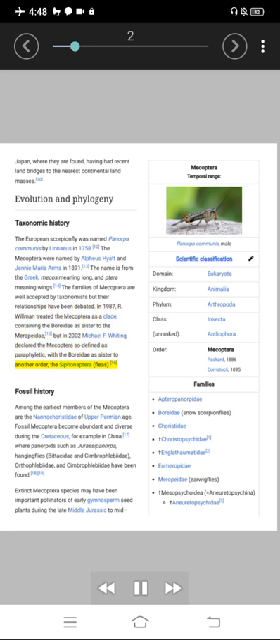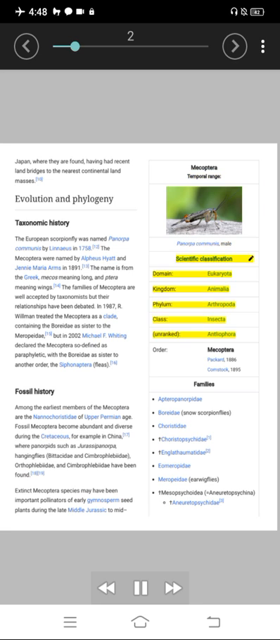Fossil history. Among the earliest members of the Mecoptera are the Nanochoristidae of Upper Permian age. Fossil Mecoptera become abundant and diverse during the Cretaceous, for example in China, where panorpids, hangingflies Bittacidae and Orthophlebiidae have been found. Extinct Mecoptera species may have been important pollinators of early gymnosperm seed plants during the late Middle Jurassic to mid-Cretaceous. Temporal range. Panorpa communis, male.